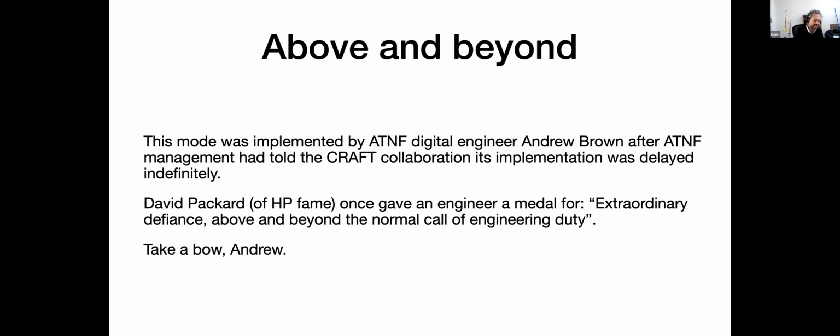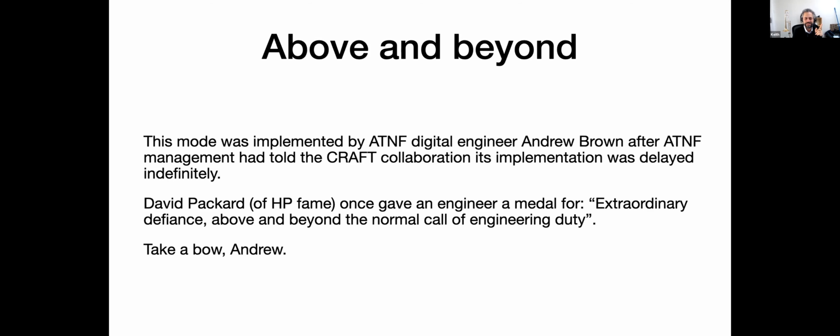What I think is a really funny historical note is this mode was implemented by a digital engineer at the ATNF called Andrew Brown. And the ATNF management at the time had told the CRAFT collaboration that this implementation was too difficult to do, and it was delayed, and we should go away. I wasn't part of CRAFT at the time. What I think is interesting about this is I read a book about a guy called David Packard. If you've heard of Hewlett-Packard, it's the P in Packard. And he once gave an engineer a medal for extraordinary defiance above and beyond the normal call of engineering duty.